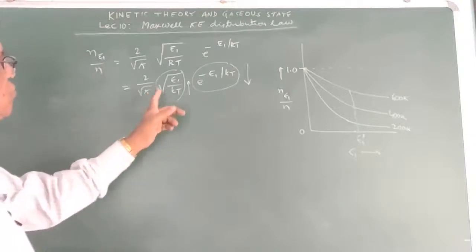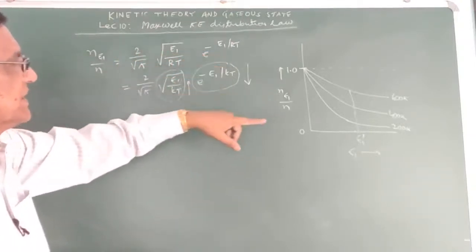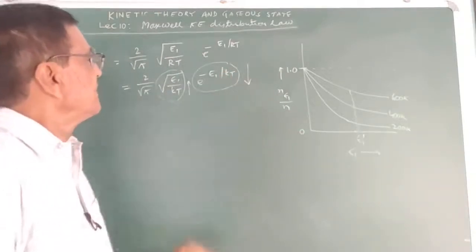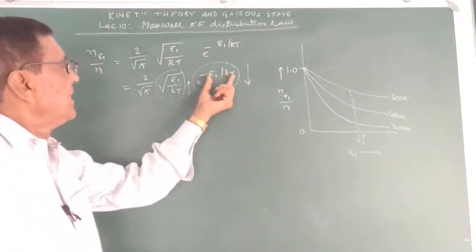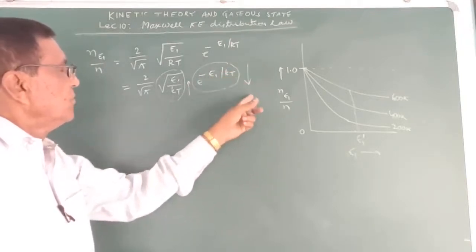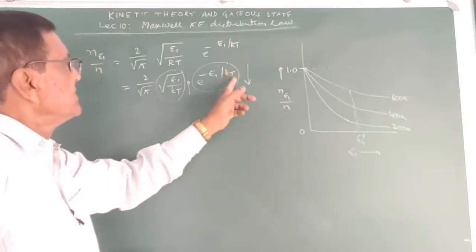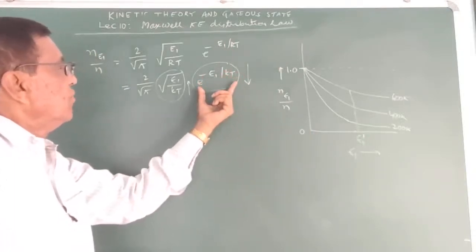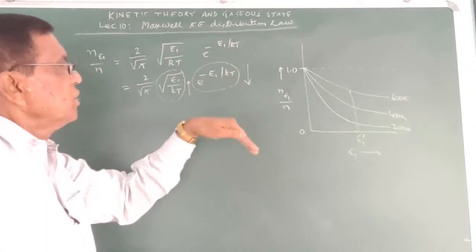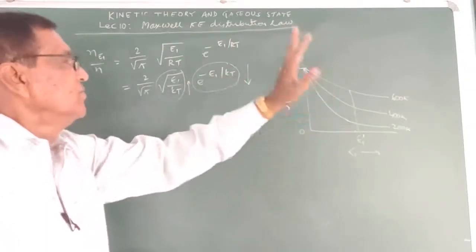So these are the two terms. One is non-exponential, other is exponential. At lower temperature, this is high, and this one is dropping down more rapidly. And when the temperature is increased, this one will not decrease so rapidly, and so this curve we can obtain.